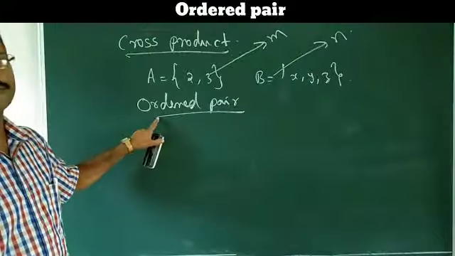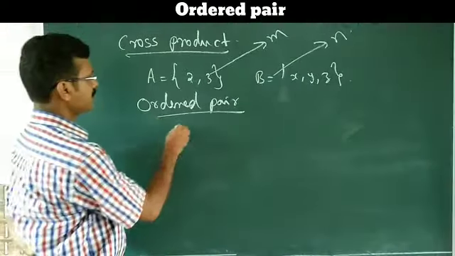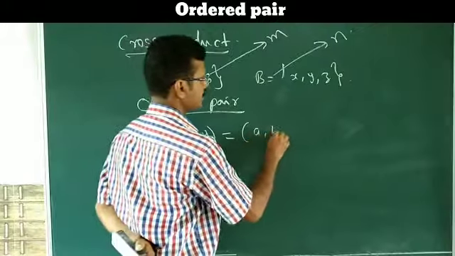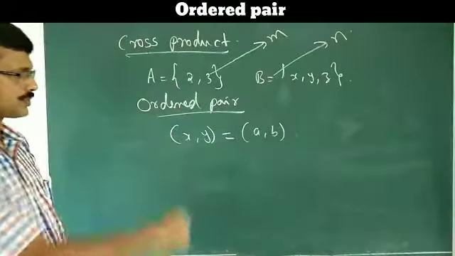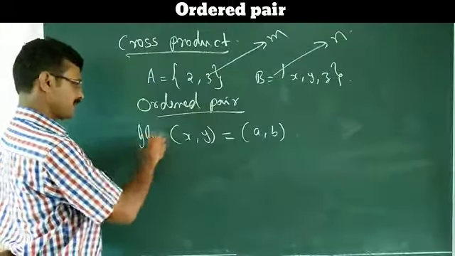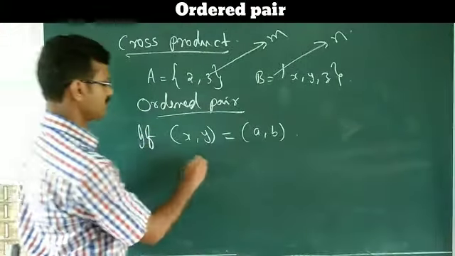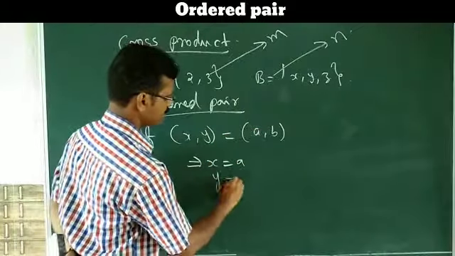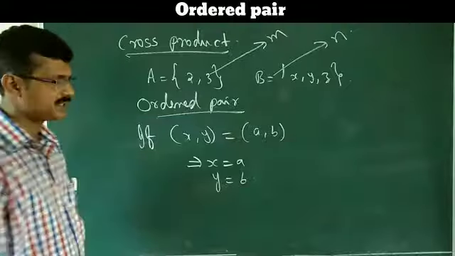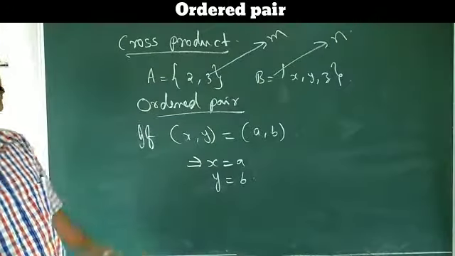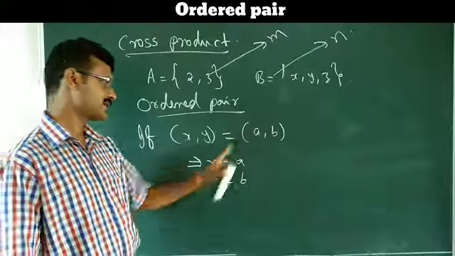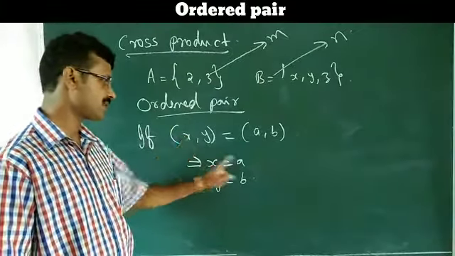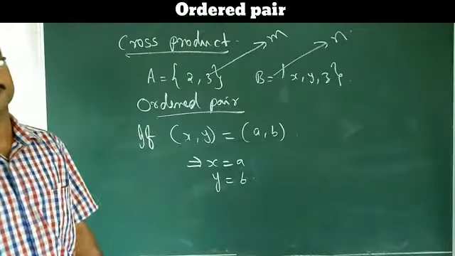Now what is the property of ordered pairs? Suppose two ordered pairs are equal. Let one ordered pair (x, y) be equal to another ordered pair (a, b). If (x, y) is equal to (a, b), it implies the first component x is equal to a and y is equal to b. This is a result related to the ordered pair. If two ordered pairs are equal, their corresponding elements are equal. That means first components are equal, and second components are equal.